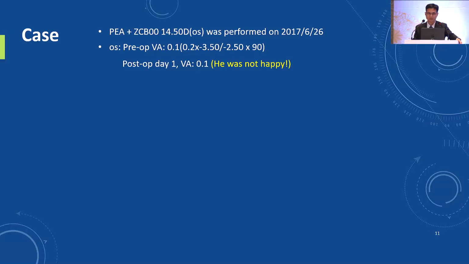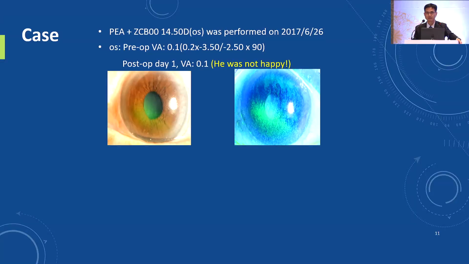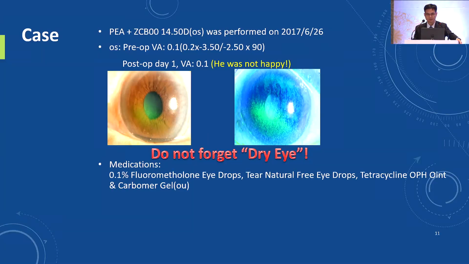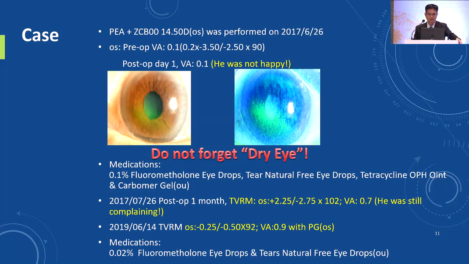However, post-op day one, the visual acuity was just 0.1. Certainly, he was not happy. But don't forget the dry eye, because dry eye disease can compromise the patient's satisfaction after surgery. Therefore, we adopted aggressive treatment, including topical steroid, preservative-free artificial tears, tetracycline to treat meibomian gland disease, and lubricant eye gel. And when he came back 1 month later, visual acuity improved to 0.7, but he was still not happy and complained.